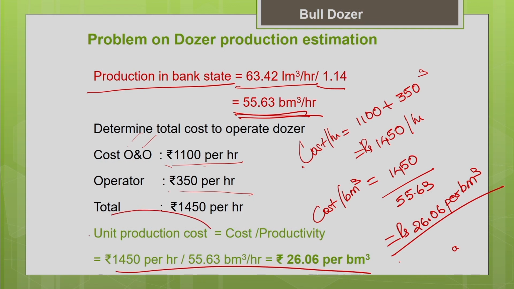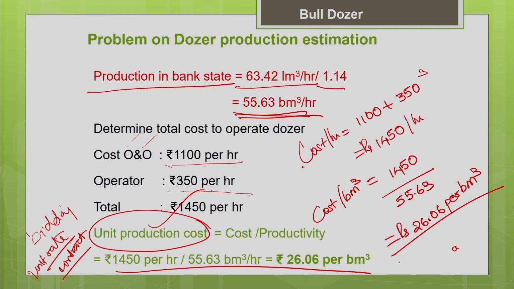So this is a very important parameter, as I told you, when you plan for your bidding. When you go for a unit rate contract, in the unit rate price that you quote, this part will also form a component of that. So that is why you have to be very careful in the estimation of the unit production cost. For that you need to have a thorough knowledge on how to estimate the cost associated with the machine and the productivity associated with the machine. Then only you can make an accurate estimate of the unit cost of production.